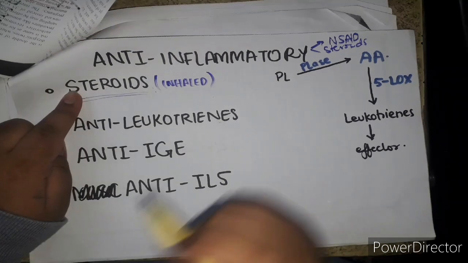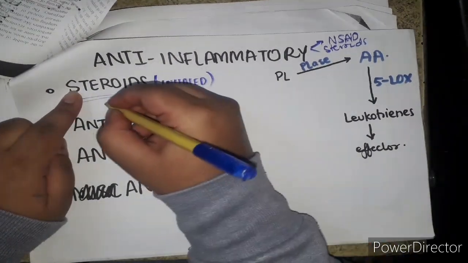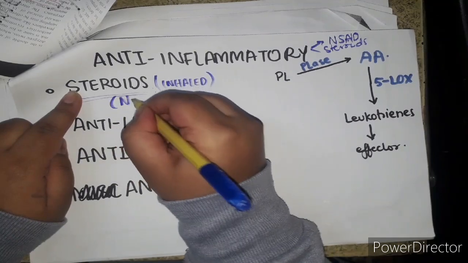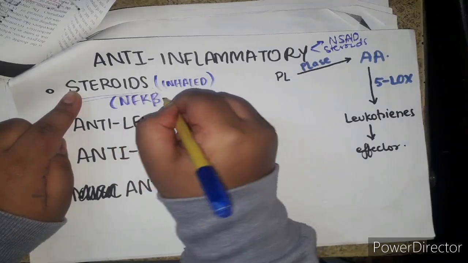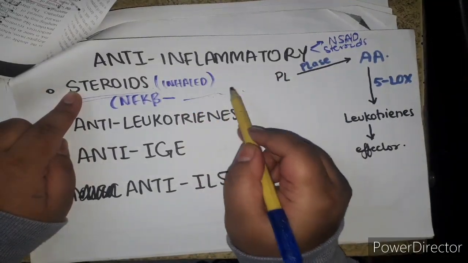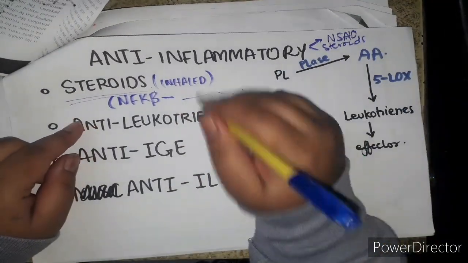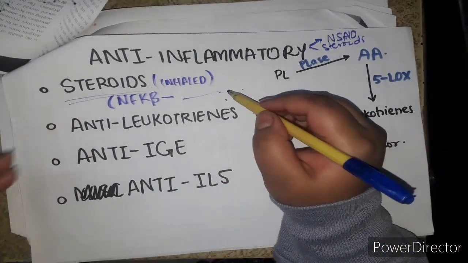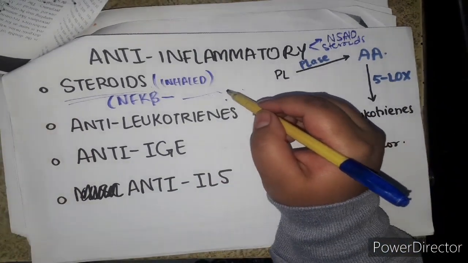Sorry, I missed the steroids' mechanism of action. They inhibit the NF-κB pathway. As a result, it inhibits all the inflammatory mediators and thus reduces inflammation. Although it produces oral thrush, and that has to be prevented by taking saltwater gargles.